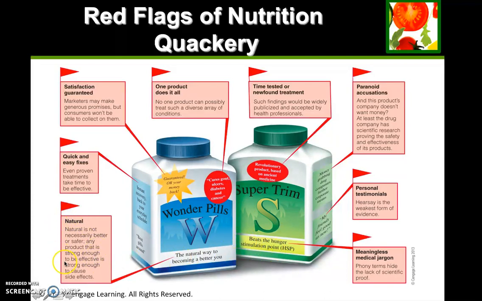And this is also a popular one right now. Natural. Saying things are natural kind of lends them a whole food sort of quality. So natural is not necessarily better or safer. Just because it comes from an herb doesn't mean it's safe or even effective. A lot of herbs can cause side effects or even be toxic at very high limits. And the word natural isn't regulated by the FDA. So this is another one to look out for.